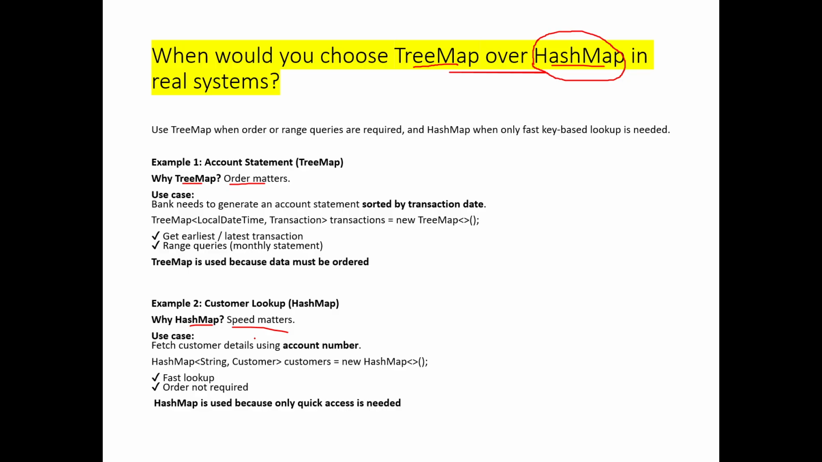Okay, but here we take a bank that needs to generate an account statement sorted by transaction date. For an account statement, we want to see it in chronological or sequence order. At that time you will take a TreeMap. So the transaction date and time and the transaction detail. This is the real use of TreeMap. Whenever other use cases come, you will take HashMap. HashMap means no order or sorting, but we can access faster. We provide the key, we get the values.